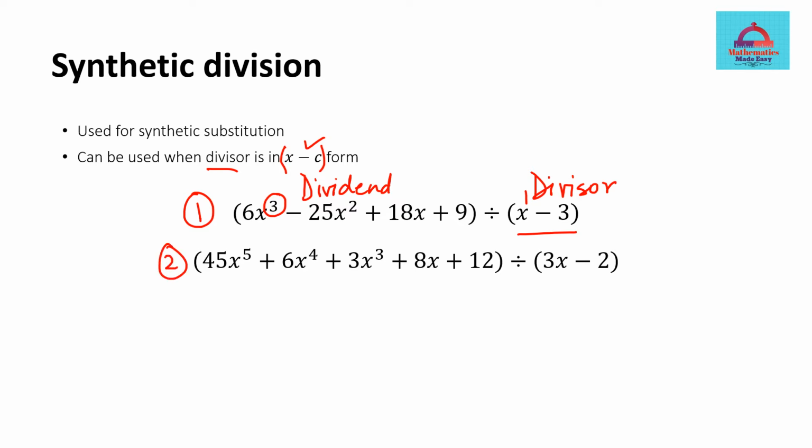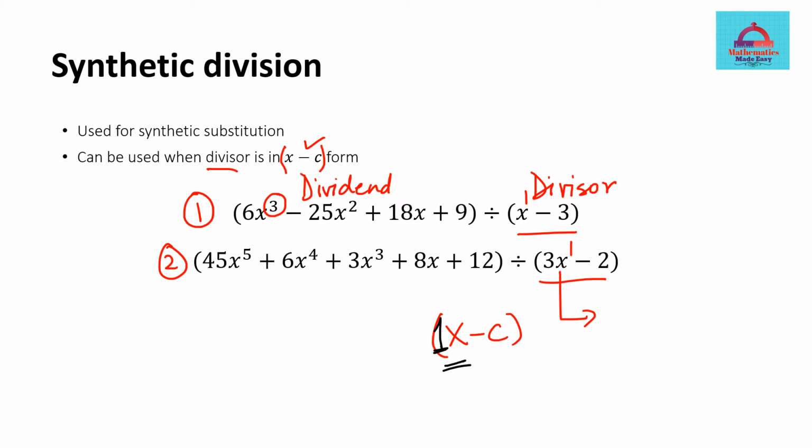Second example that can be possible is where your divisor is of this form. So again it is binomial, again it is degree 1, it's just that it has a coefficient 3 to it. So before you do the synthetic division, you have to convert it in the form x minus c. That means you need the coefficient of x to be 1. This is an important condition for synthetic division.